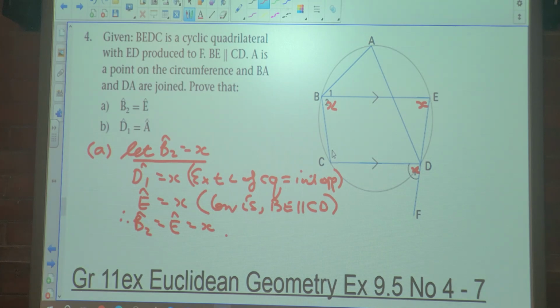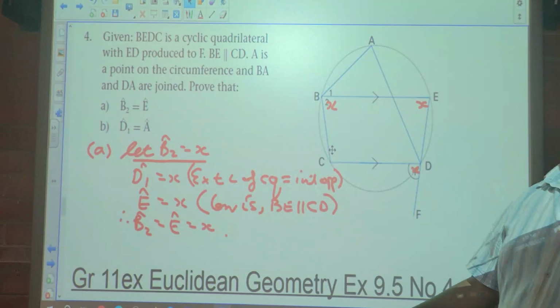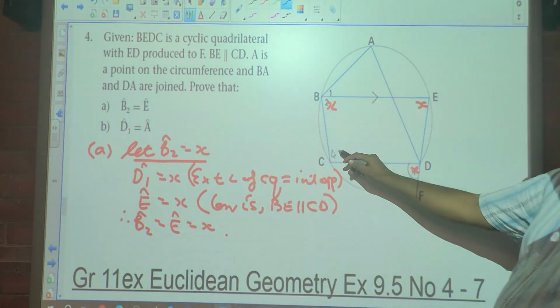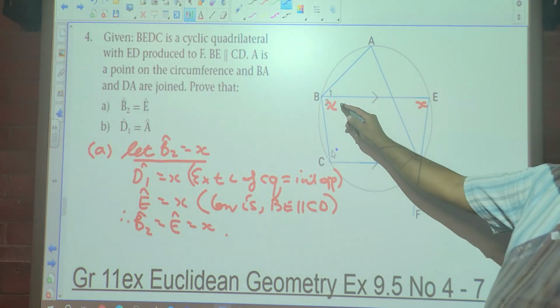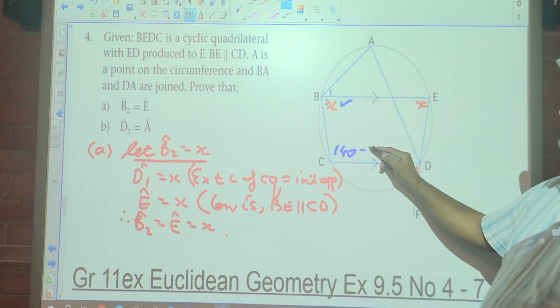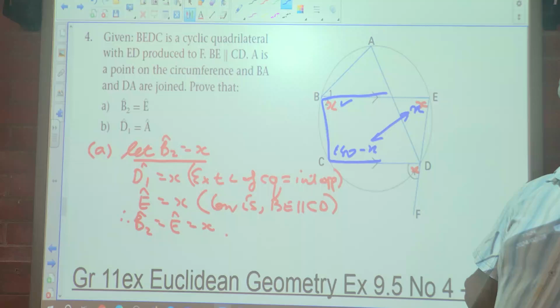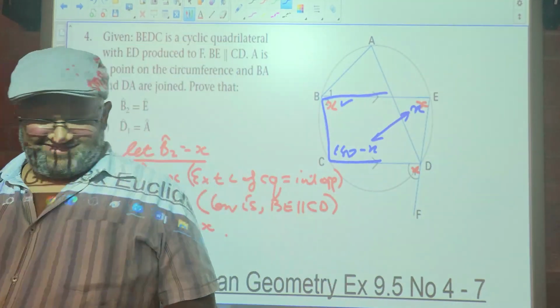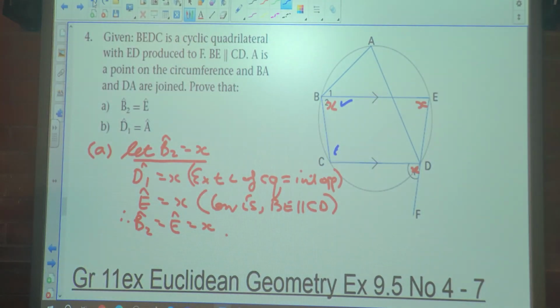Any confusion there? Yes. Tell me, what did you do? So where did you start? You let this be X. B2 is X. Okay? Then you say 180 minus X, co-interior. And then X here, opposite angles of cyclic quad. Beautiful. Nice. You all agree with that? I think that's easier. It was the same. Okay, they don't want me to feel bad.